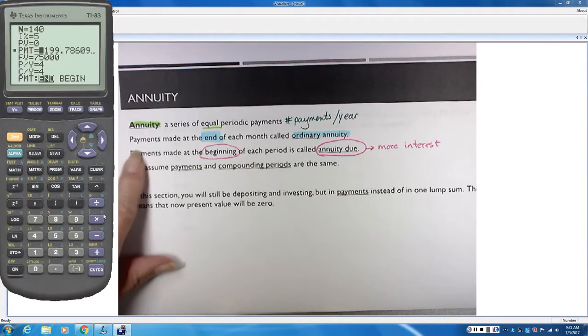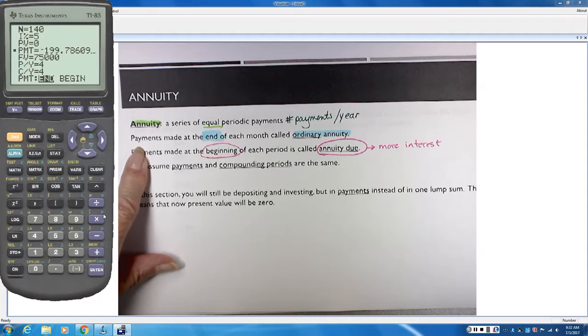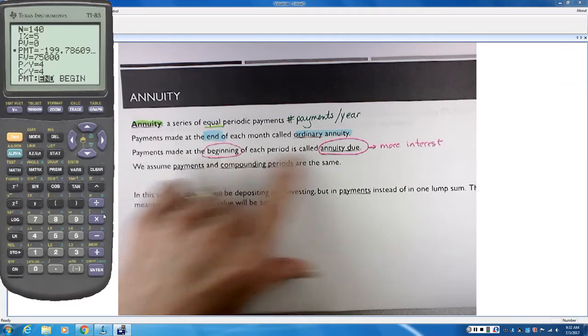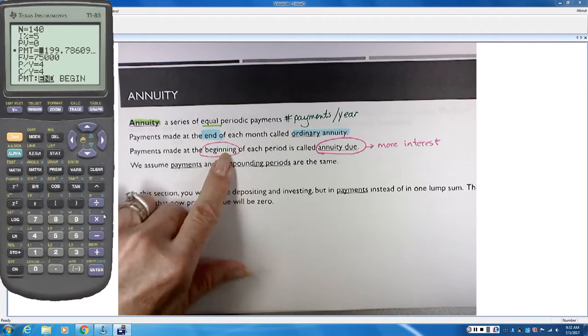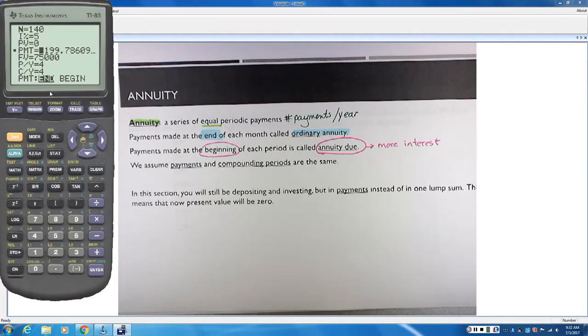But most common are the ordinary annuities. We probably won't have even any examples of this. But if we were to have one where it said that it was an annuity due, all you need to do is remember that you change that from end to beginning. That's the only difference. And of course, we always assume, as we've already said, that your payments and your compoundings are the same.